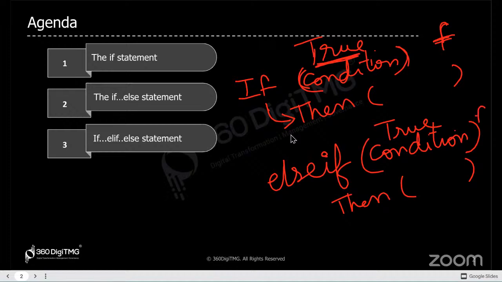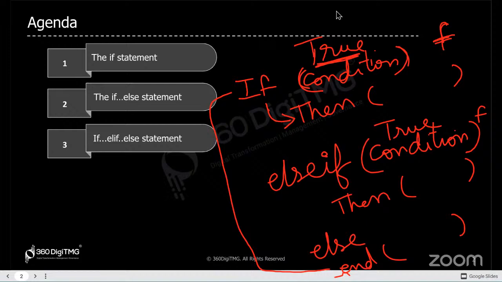Suppose this condition also fails, then what to do? If you have one more condition, you can say else if and give another condition. Like this, we can keep giving multiple else if conditions if we have many conditions to check. If the second condition also turns out to be false and I just have to do some default activity, then we make use of else, and you end the statement. Generally, if will have a corresponding end. Most of the tools follow this pattern.